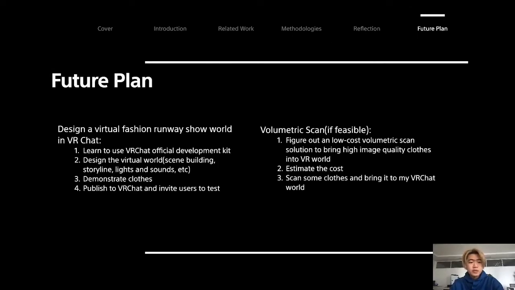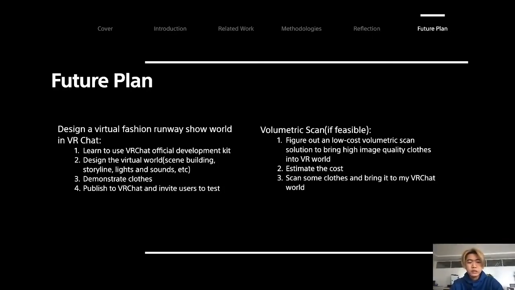My plan for the future is divided into two parts. The first part is to obtain the development kit and the APK on VRChat's official channels and try to develop a public fashion space accessible to all users, focusing on how to display each piece of clothing and how to guide the audience through the whole collection with spatial design and storytelling.